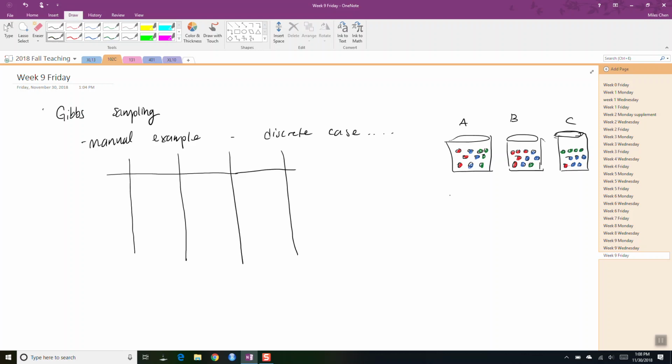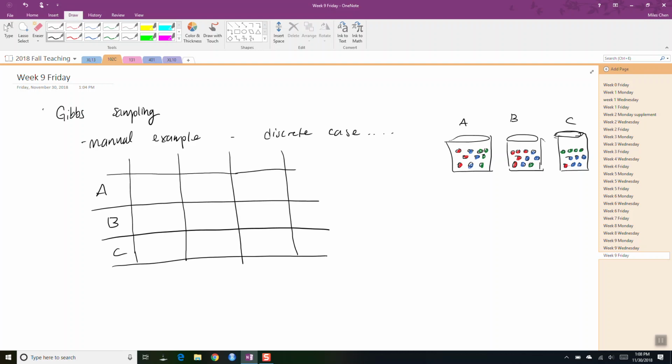Okay, so anyway, what we have is A, and you can have red, blue, and green. And so A is 30% red, 30% blue and 40% green. And B is 50% red, 40% blue, and 10% green. And C is 10% red, 60% blue, and 30% green.